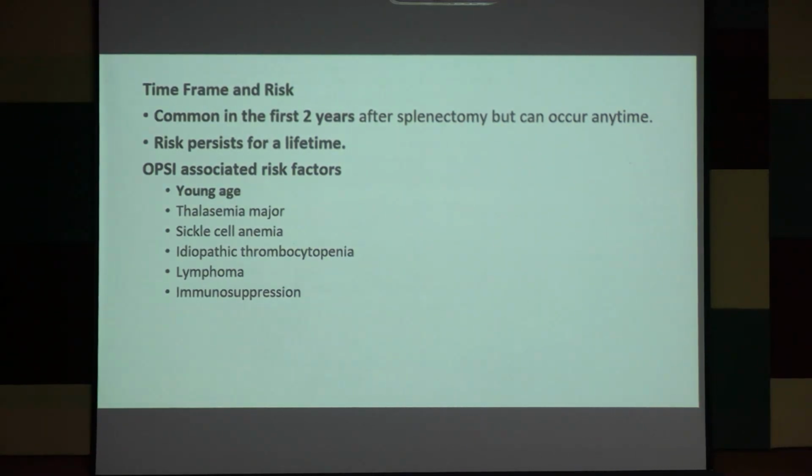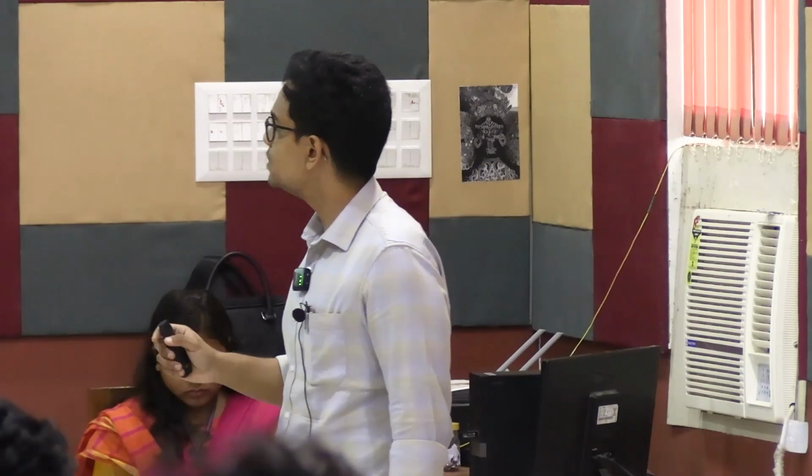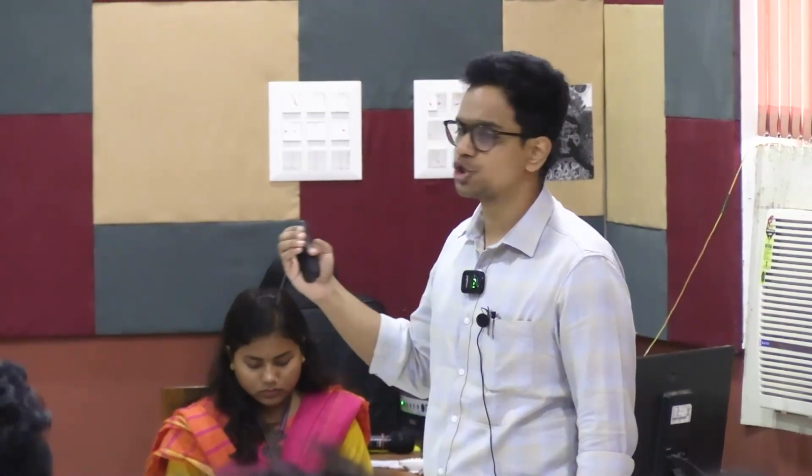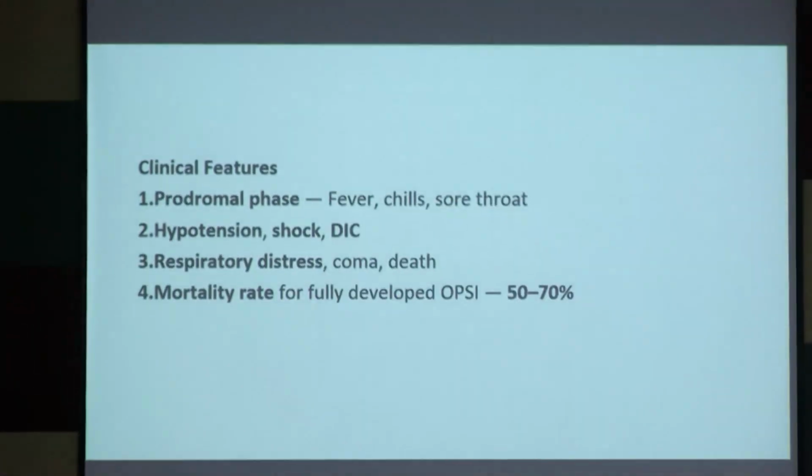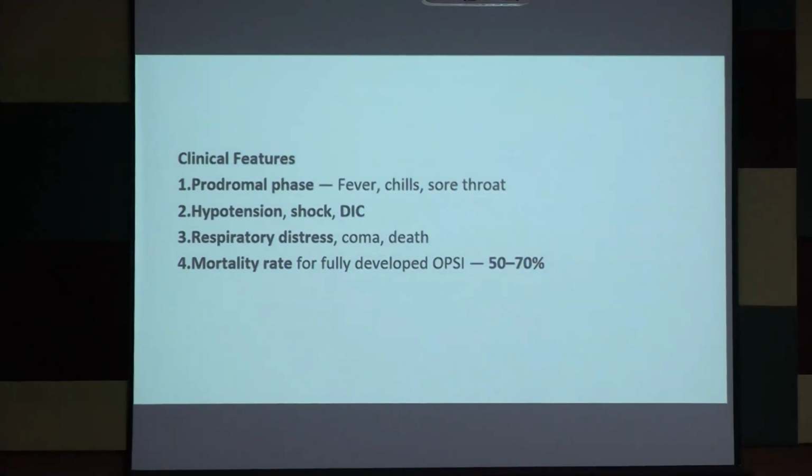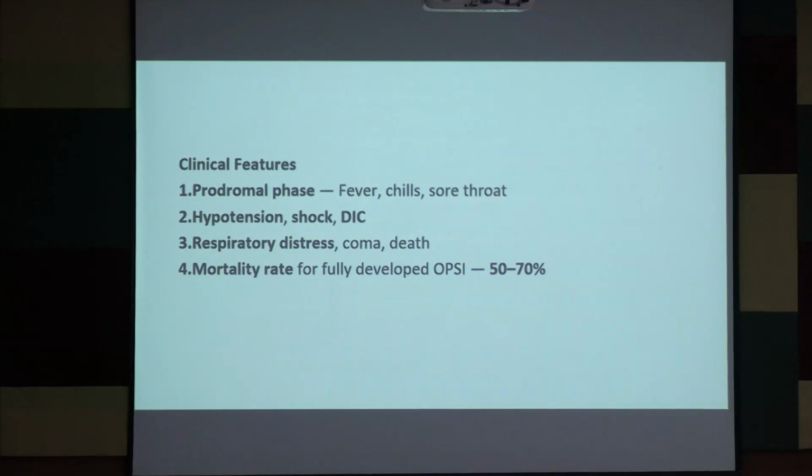So, prophylaxis to prevent this is most important for such patients. Now, the risk factors for OPSI seen in certain patients are young age, thalassemia major, sickle cell anemia, lymphoma, immunosuppression. What are the clinical features seen in OPSI? Obviously, for any infection, there is a prodromal phase, that is fever, chills, sore throat. Apart from that, the patient can progress to hypotension, shock and even disseminated intravascular coagulation. Respiratory distress can be seen, and obviously, if not treated promptly, it can lead to mortality.